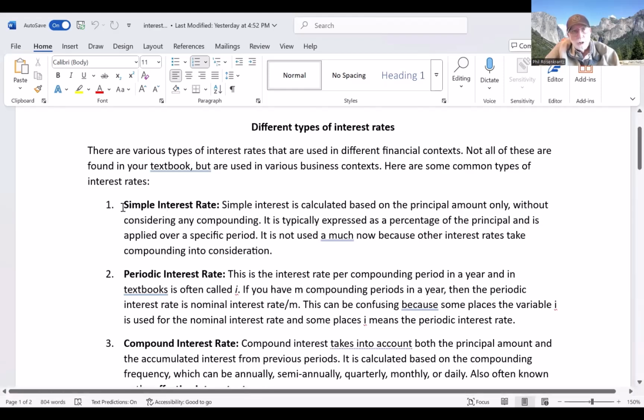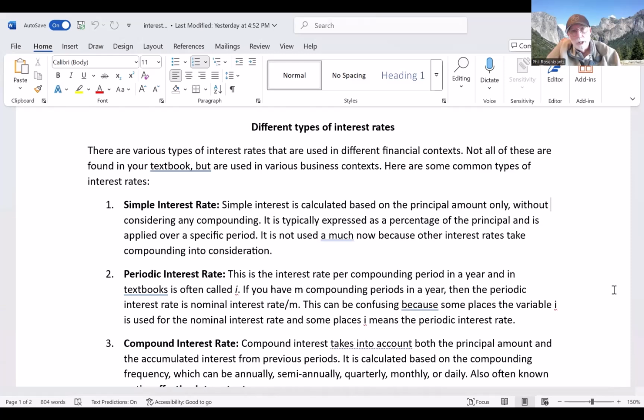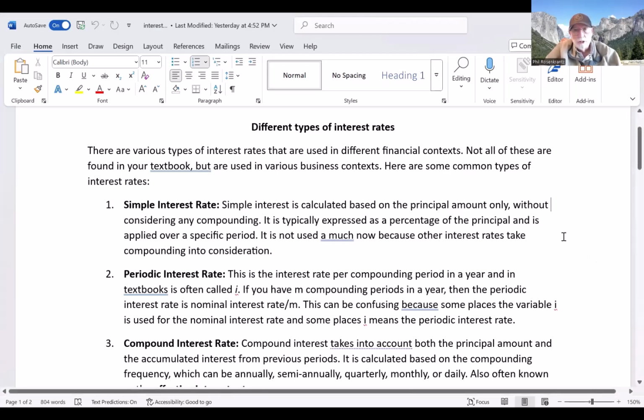The first type of interest rate is called simple interest rate. Let me tell you that this isn't used anymore because it doesn't take into account the time value of money. So if you ever hear the term simple interest rate, this isn't something that people are using anymore. In fact, it's illegal to use in some circumstances because it's deceptive.